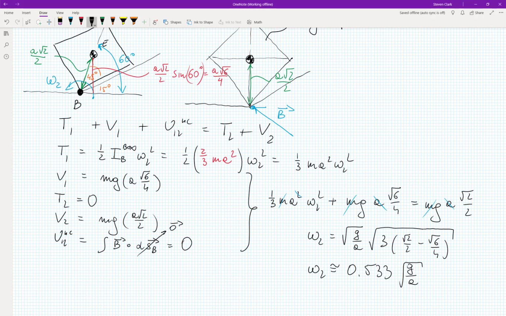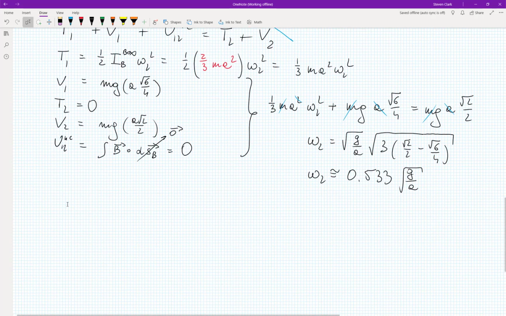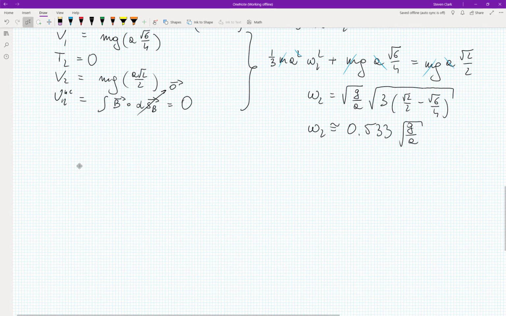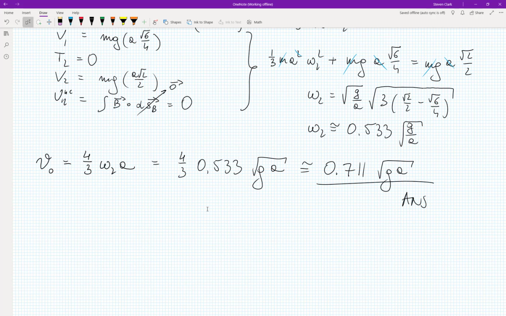And one last final step is to finding V0, because this is what they ask us for. Let me scroll up the board, because I believe that in here we expressed V0 as a function of omega-2. So I can put it here. So this will be 4 divided by 3, 0.533 GA square root. Grab your calculators and obtain that this final value is 0.711 GA square root. And this is the answer.